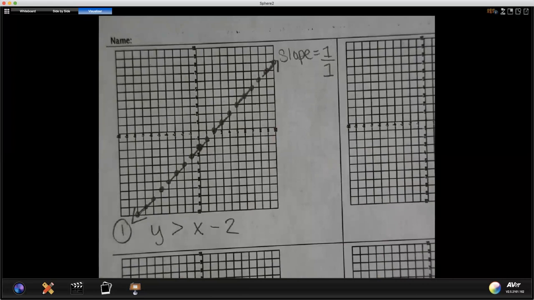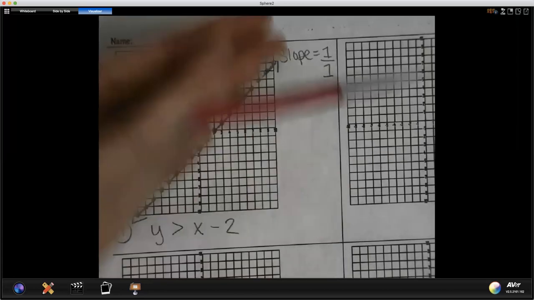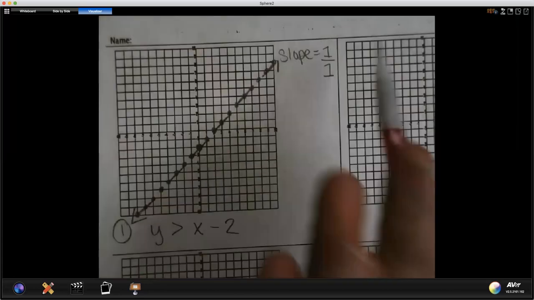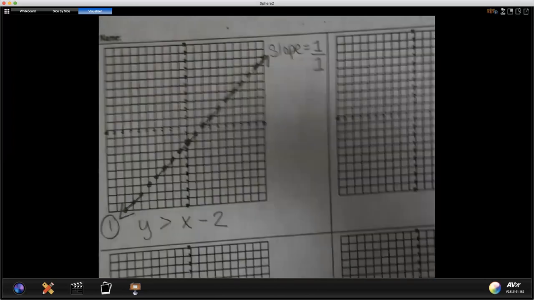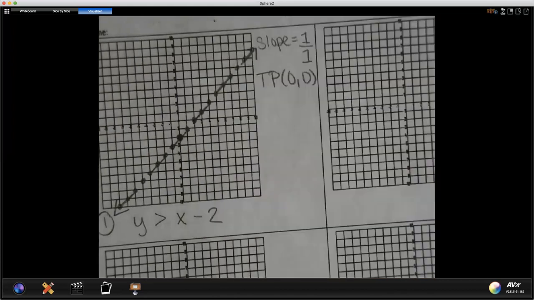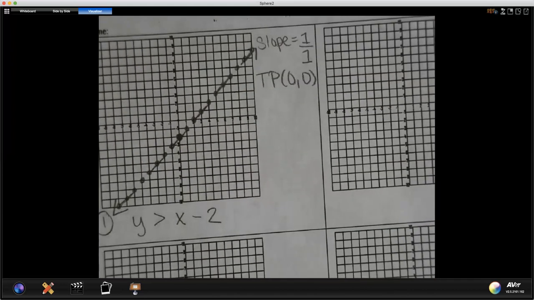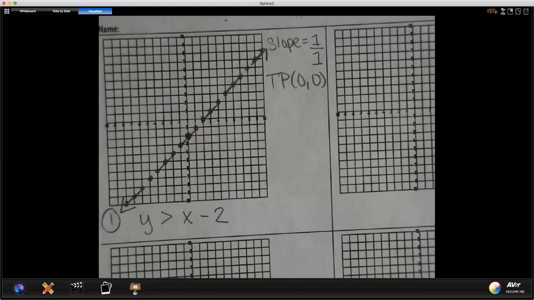Step 3 is the part where you have to think a little bit more. We have to do that test point. We want to determine, are we going to shade on the top left portion of this or the bottom right portion of this? Now, can I use the test point (0, 0) in this situation? Is (0, 0) on the line? No, so therefore I can test it. Let's clarify. My test point, which you can shorthand as TP, is (0, 0), so you need to indicate what point you're using.